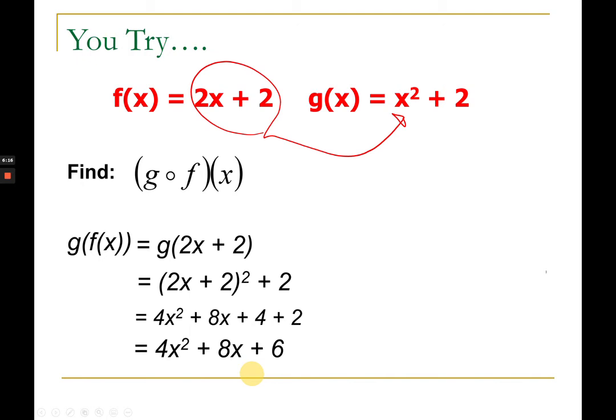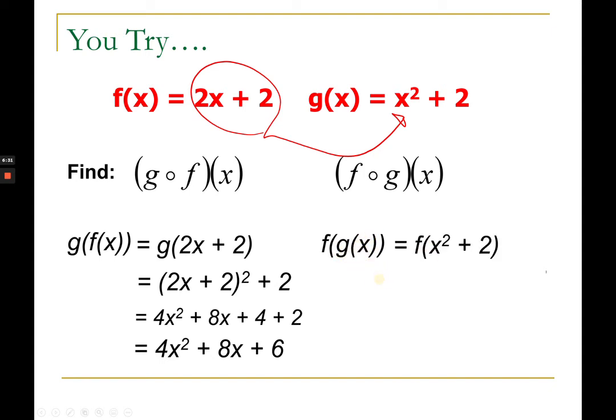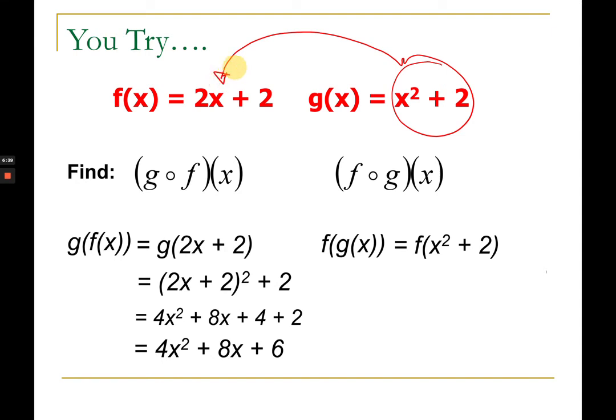Let's try the reverse. Switch: f composed with g of x, which means we are going to perform f of g of x. By this formula, we will replace this with your g function, x squared plus 2. Now, it's a reverse this time. Your x squared plus 2 is going to be your value in the x of the f function. So, f is supposed to be 2 times x plus 2. But then, we are performing your composition, so we are going to replace the x here with the x squared plus 2, which is your g function.